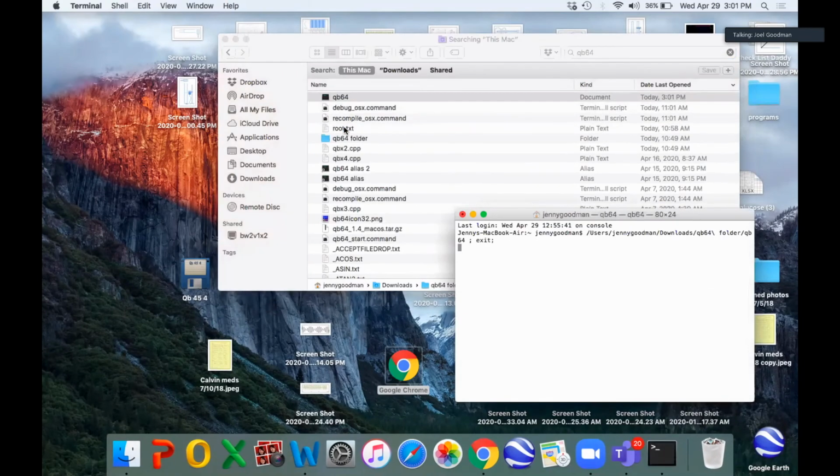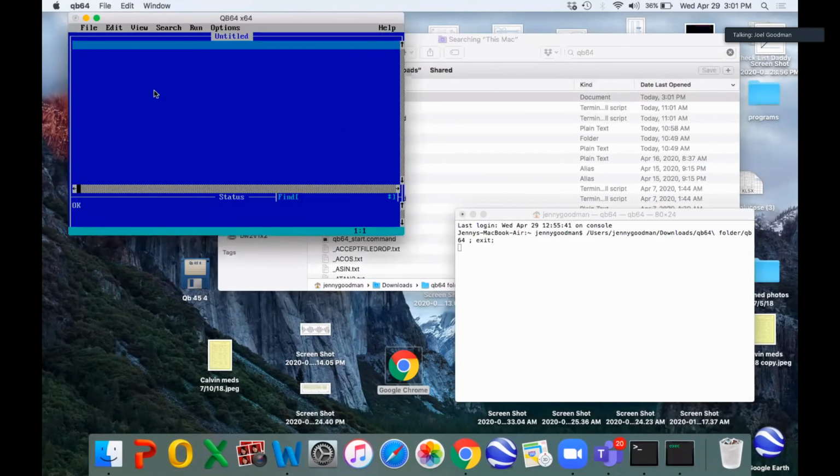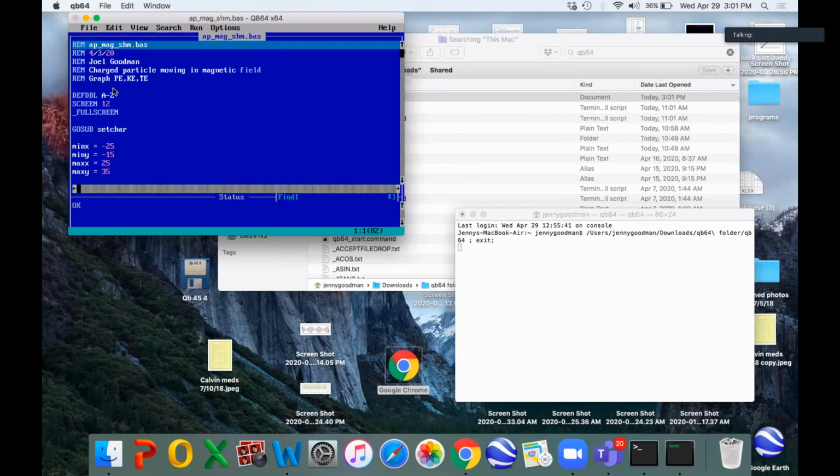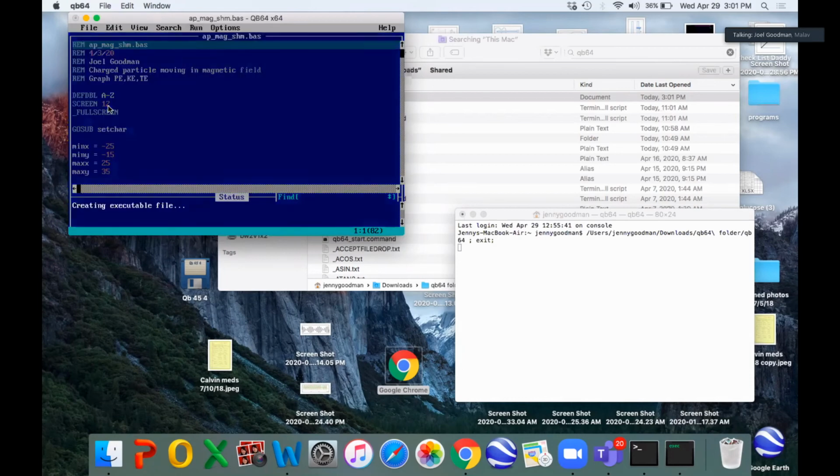Let's hope it runs. Hooray. Sometimes this thing gives me an error because of what other programs have been running. All right. Here it goes.